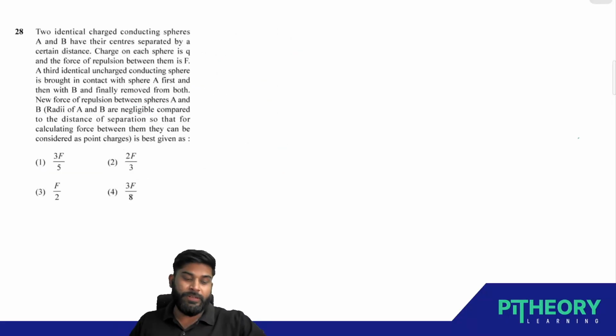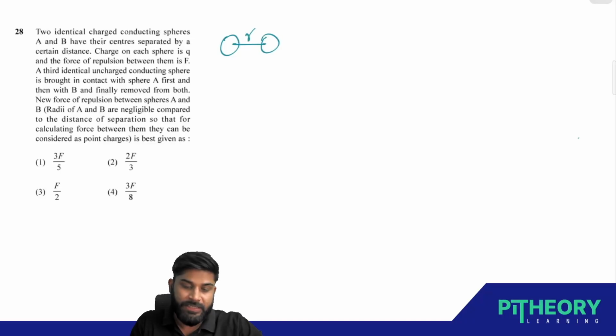Here we go for question number 28. Two identical charged conducting spheres A and B have their centers separated by a certain distance. You have two spheres A and B, and their centers are separated by a certain distance. Charge on each is Q, correct? And the force of repulsion between them is F, obviously. They repel each other with a force F. Obviously, we can write this relation also. What will that be? KQ square divided by R square.